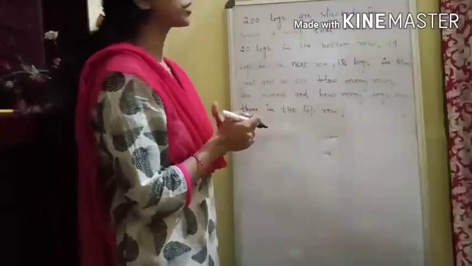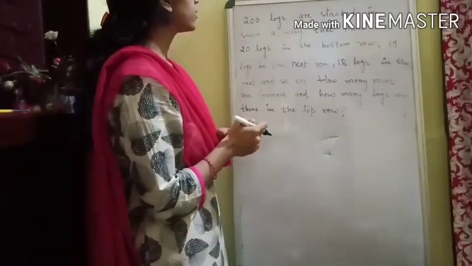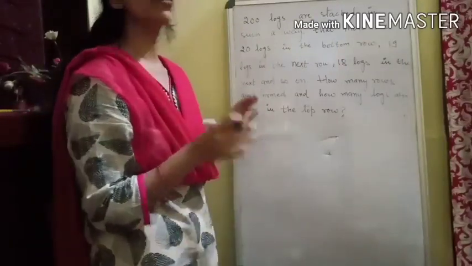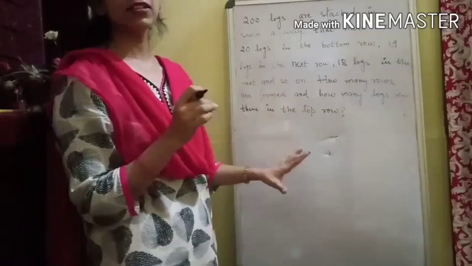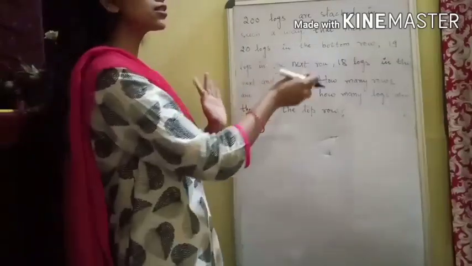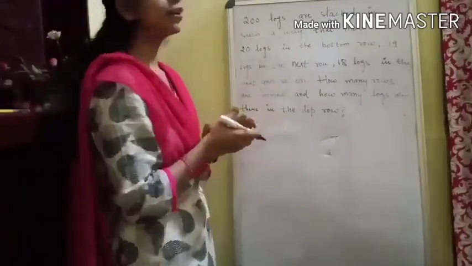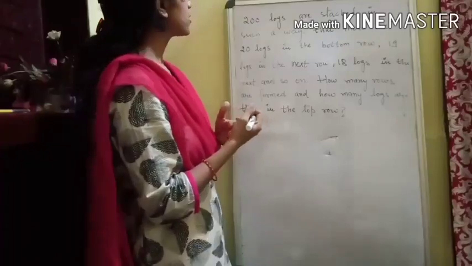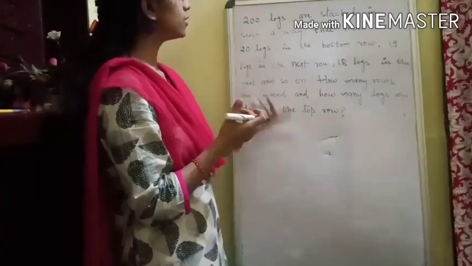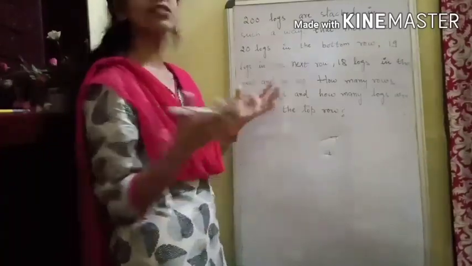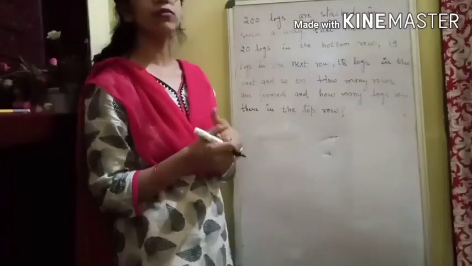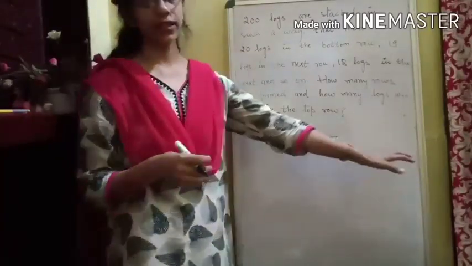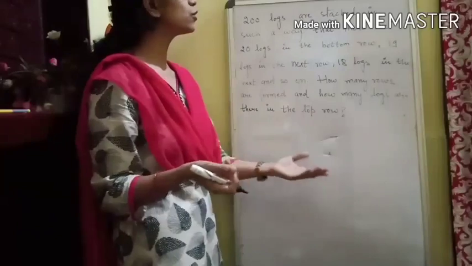So we have our next question from the exercise. If I read the question for you, it is just a word problem. You just have to understand what it is saying. This is our next question, and it is a word problem. Here you just have to find out the AP, and then after that it will be easy.